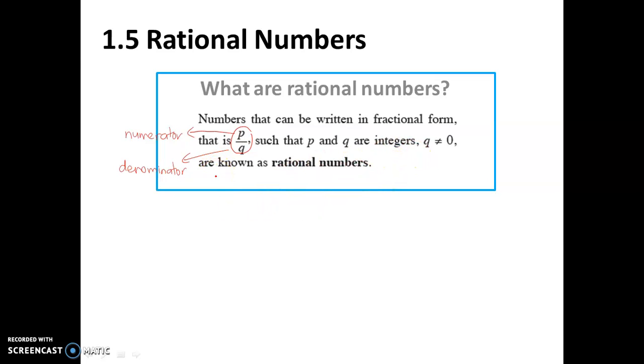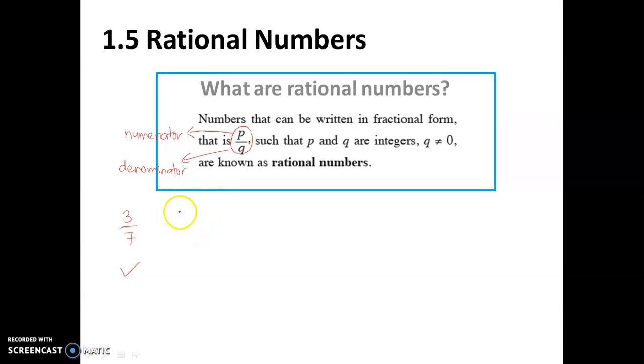Recall what we have learned before. We have learned about positive and negative integers, positive and negative decimals, positive and negative fractions. All of those are examples of rational numbers. Let's see if you have 3 over 7. This one is a positive fraction, already in the form of a fraction. Since it can be written in the form of a fraction, yes, this one is a rational number.